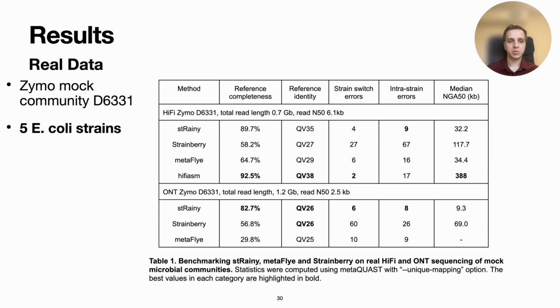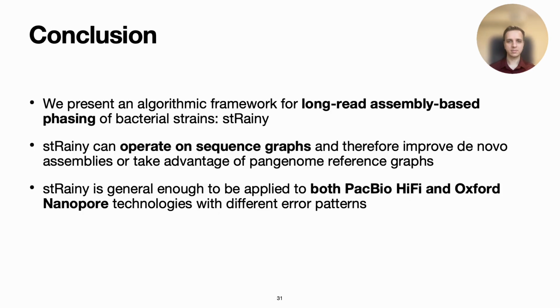We see similar trends in real data, which comes from a mock community, and it includes 5 E. coli strains. For Oxford Nanopore reads, stRainy has simply the best results. For PacBio Hi-Fi reads, Hi-Fi ASM has slightly better results than stRainy, but stRainy is up there with it.